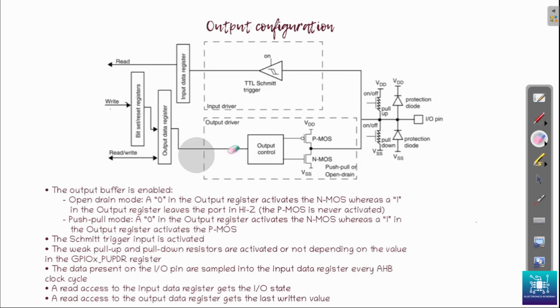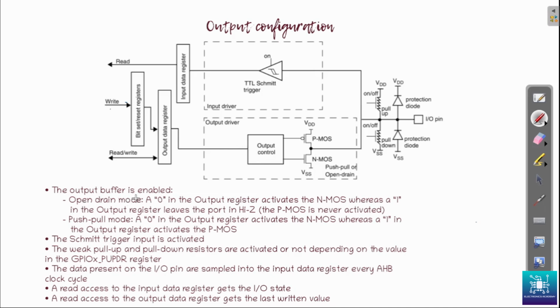The output configuration looks different. In the output configuration, we have both the blocks enabled. Now you might wonder why the input driver is also enabled if we only need the output part. That is required because if we need to read the value of the output pin, that is whatever value we output through the pin, if we want to read it back, that's the reason we have the input driver also enabled. Now when the output buffer is enabled, it can either be enabled in the open drain mode or push-pull mode. We saw that previously. That is how the open drain mode looks and how the push-pull mode looks.